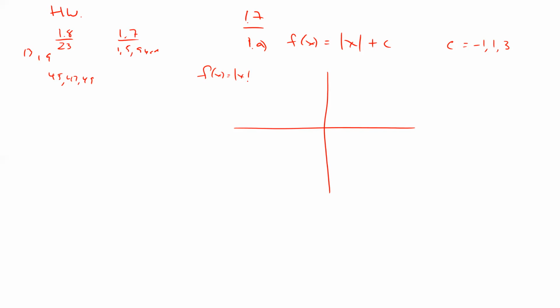Yeah. Absolute value of 0 is 0. Absolute value of 1 is 1. Absolute value of 2 is 2. 3 is 3. 4 is 4. So it goes this way. Then it goes absolute value of -1 is +1. -2 is +2. And here's our regular function.